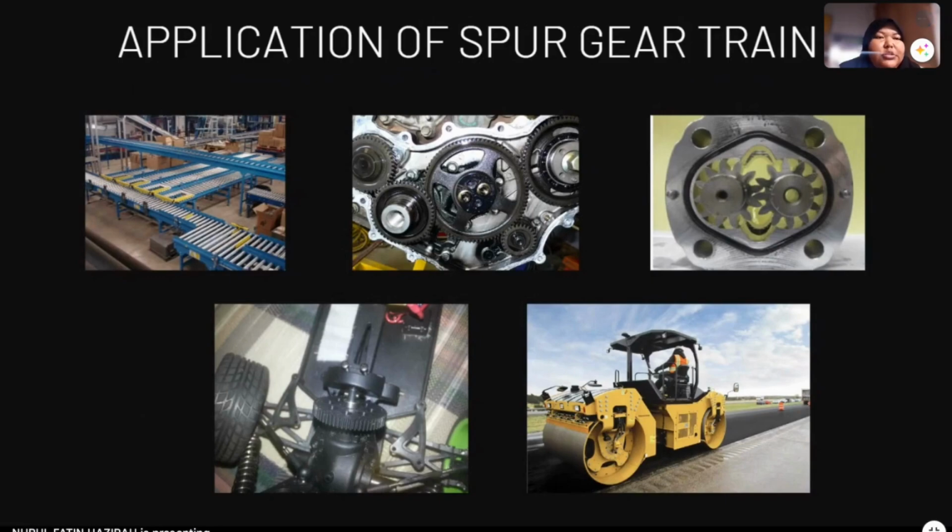car transmission. So many cars have a spur gear train. The next one is the milling machine, which also uses the spur gear train. The next one is RC car, a stock car, which also uses the spur gear. And the last one is the roller road. Roller road also uses the spur gear train.